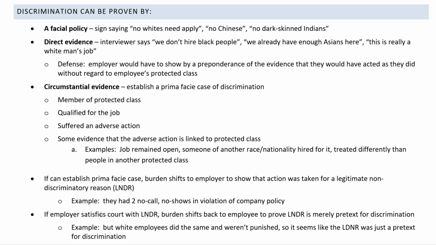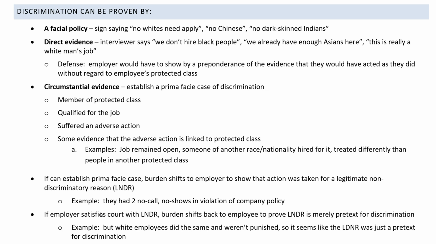And then the final point is that there's some evidence here that the adverse action is linked to the protected class. Examples: the job remained open, or somebody of another race or nationality was hired for it. They were treated differently than people in another protected class.